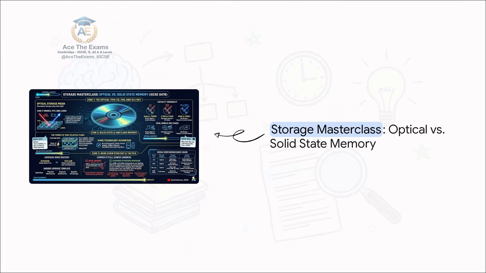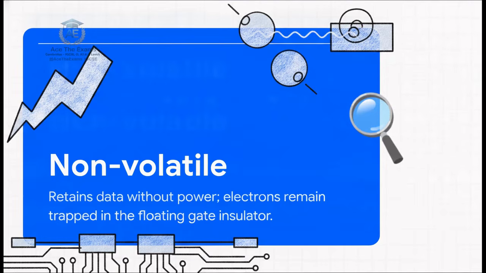But a USB flash drive, it has no moving parts at all. It relies entirely on trapping electrons. You'll want to memorize this exact technical definition. Non-volatile memory means it retains data even when the power is turned off. And why does it do that? Because a flash of electricity forces electrons through an insulator, trapping them in a floating gate. When the power drops, those electrons are just stuck there, keeping your data safely saved.